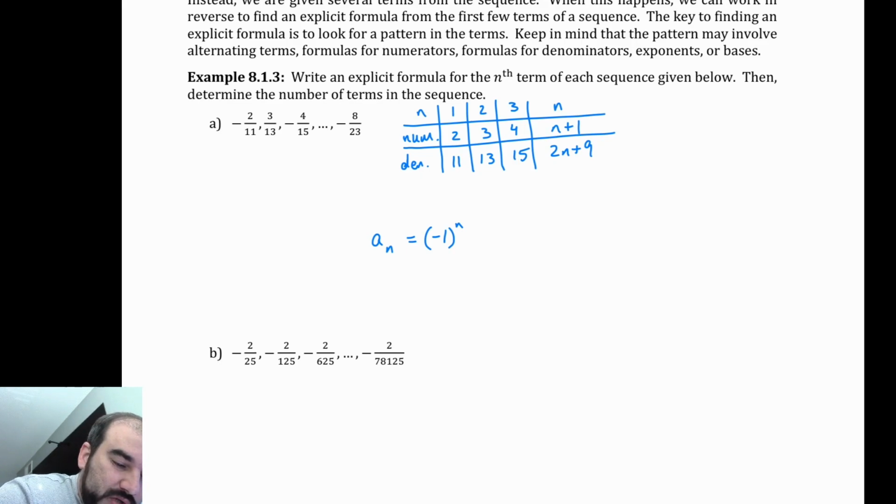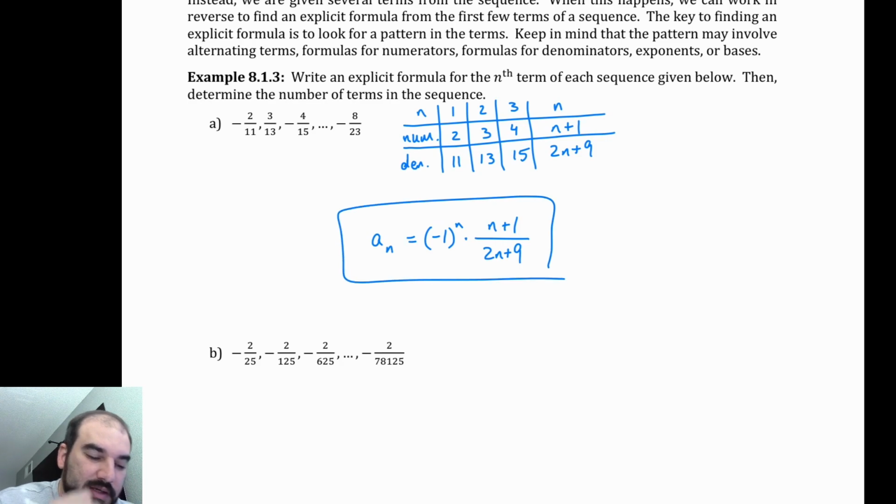And then we can use our numerator and denominator to make a fraction here and say my numerator is n plus 1 and my denominator is 2n plus 9. So this will be a times, and that is the explicit formula for that sequence.